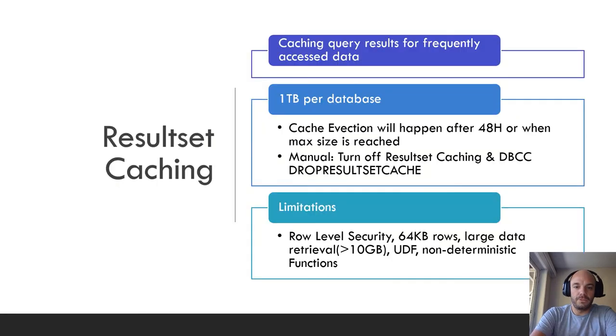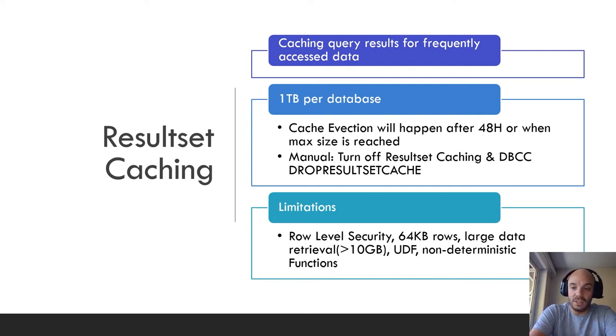Now, the final part I want to talk to you about on optimizing your Azure Synapse data warehouse is result set caching. Result set caching is a caching mechanism built for Azure Synapse to cache query results for frequently accessed data, which means that we have a specified caching system for queries which are being executed a lot. For example, some frequently accessed reports through direct query can really speed up by using this result set caching.